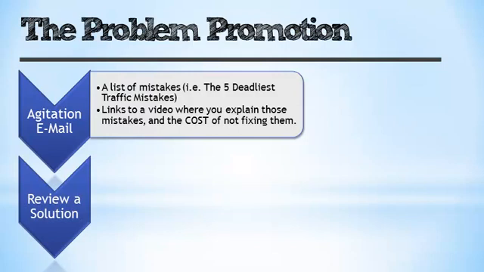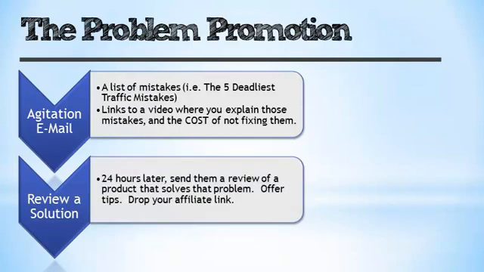Now the second email is where, about 24 hours later, you send them a review of a product that solves the problem. Okay, offer a couple tips and drop your affiliate link at the bottom of the video. Okay, now this is really powerful. So in other words, if I was going to promote an SEO product, I would send them a link to a video first that's like the top 5 biggest mistakes with SEO, and talk about all the different things you can do wrong with SEO.